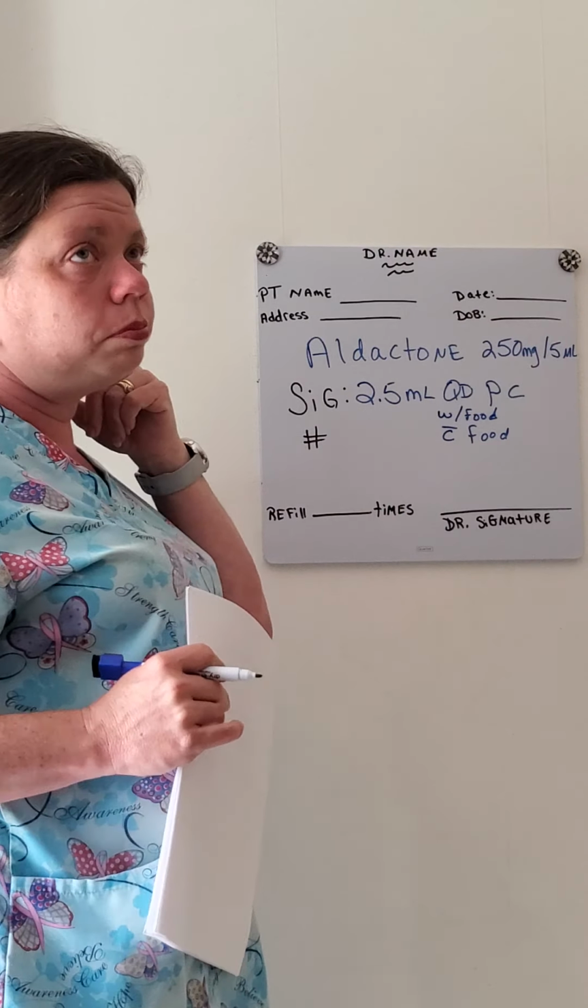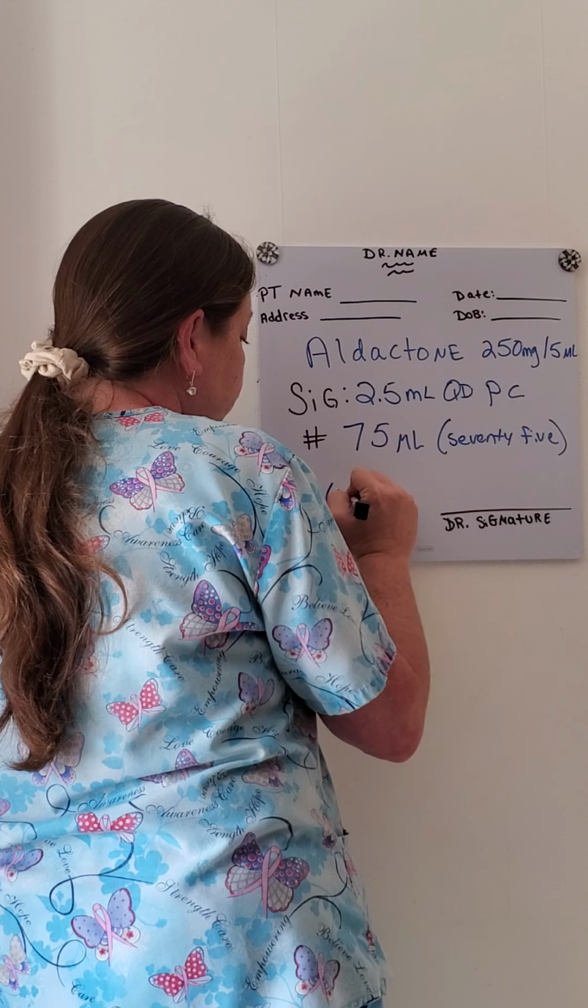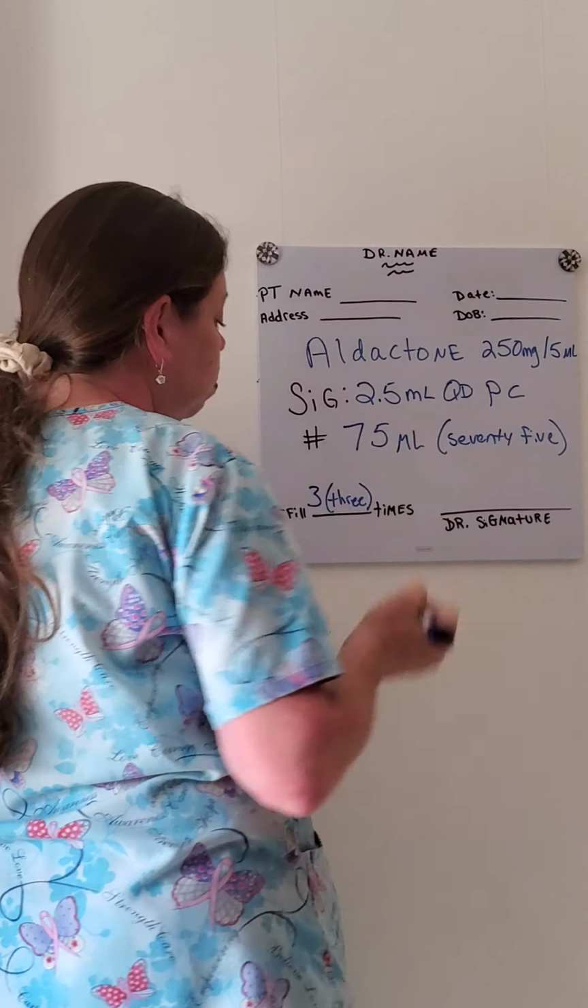That's important because how easy would it be for somebody to take a pen and make it 175? That would be fraudulent. That would be somebody trying to get more medication than they were supposed to. That's why it's important to spell out the quantity and put it in parentheses. You're also going to do the same thing for refills. So when it says allow 3 refills, you can put the number 3, but then you also have to spell it out, three, and put the parentheses.